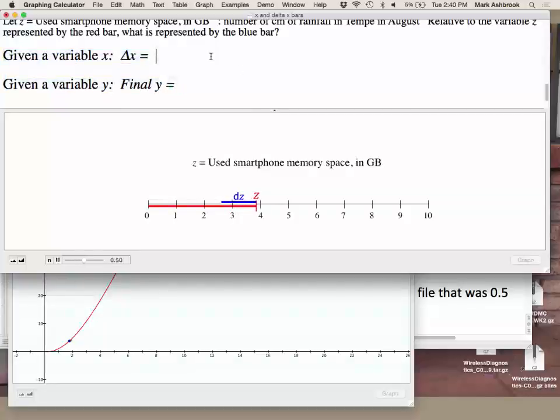Okay, here's the big takeaway today. Given a variable x, what's the meaning of, how would you compute the change in x? Given a variable y, what's the meaning of, how would you compute the final value of y? Okay? So, you fill in the blanks. This is the big takeaway today. This is the big important takeaway that we want to ingrain in our minds.